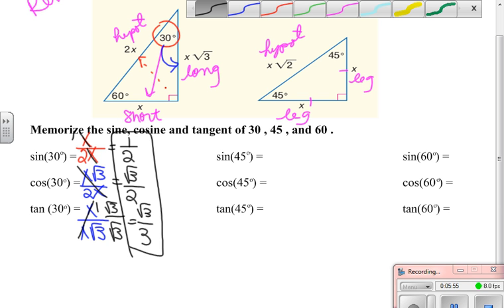Now, why is it x in here? Because I can make x be 5. And then I would have 5 square roots of 3, and 10. I can blow that up or shrink that as much as I want.